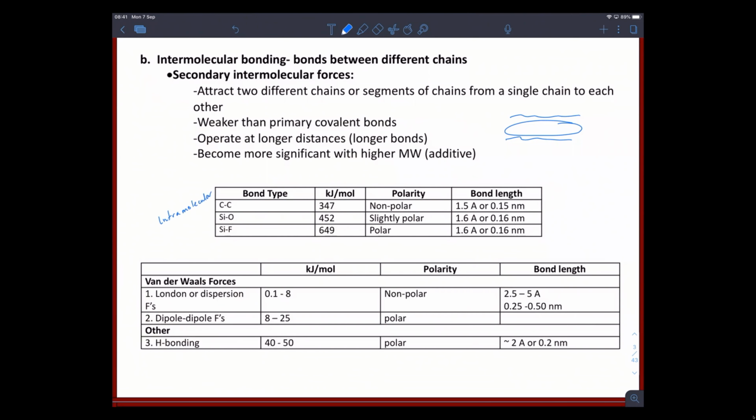So when we look at simple bond types, and these are just intramolecular, the carbon-carbon bond is about 347 kilojoules per mole in strength. The polarity is non-polar. I'm not going to go through all these bond lengths, but what you can see at this top one here, silicon fluoride, is a much stronger bond, and it's polar.